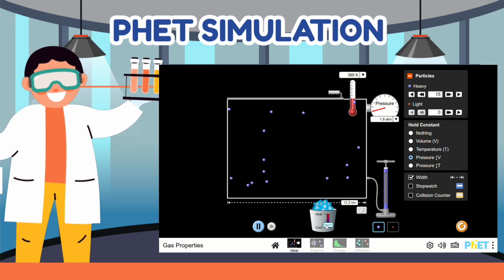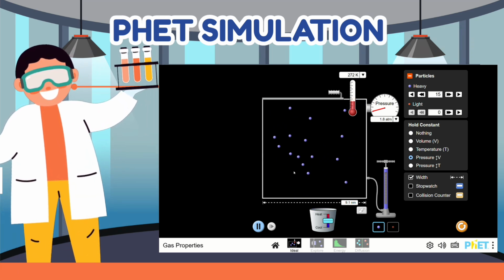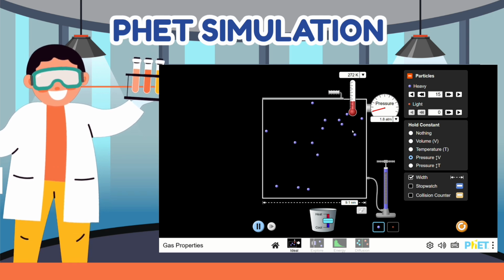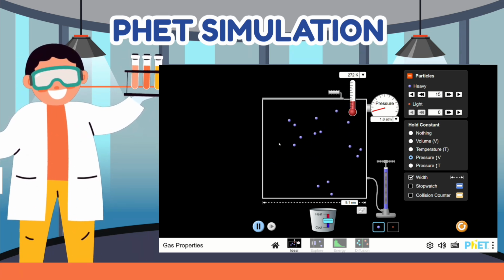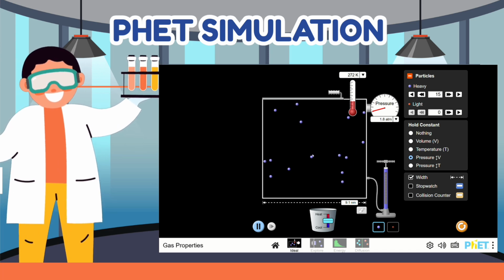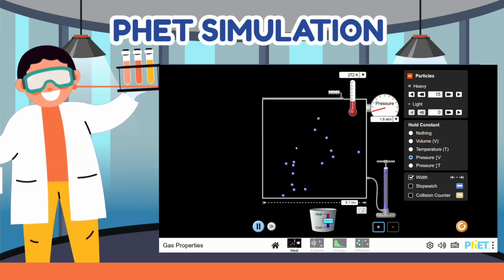As you can see, when the gas cools, the particles slow down and they collide with less force. As a result, the piston moves to the right, showing that the gas is contracting, or that the volume decreases as temperature decreases. Since the pressure is still constant, this again demonstrates Charles' law. At constant pressure, volume is directly proportional to temperature.